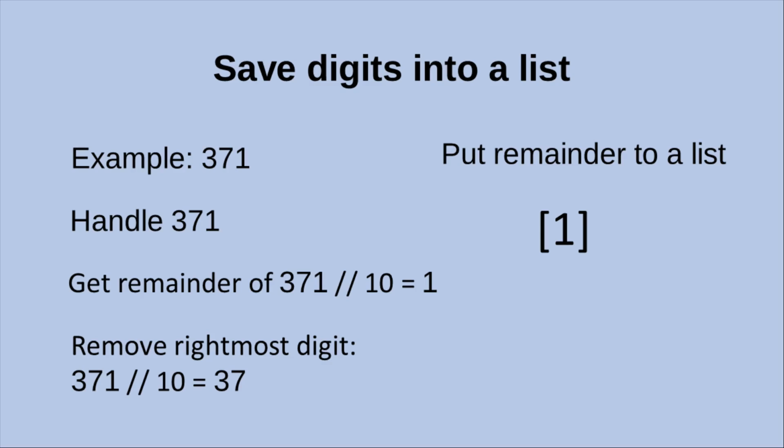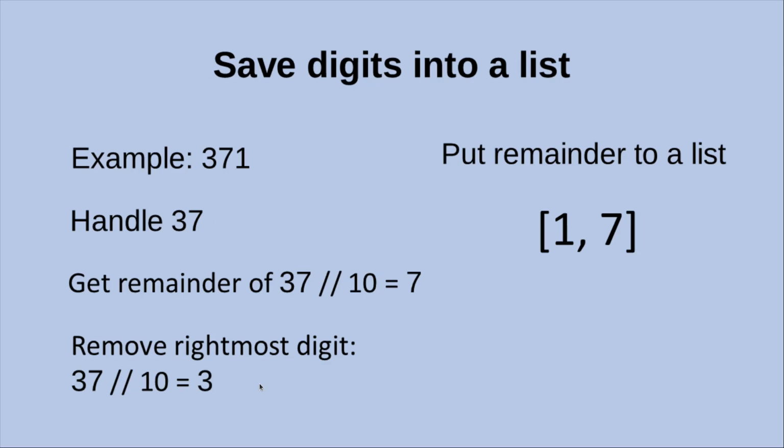In this case, we have to handle that number first, and I get the remainder of 371 divided by 10. So I will get 1 as the remainder. And then I put 1 into the list that stores each of the digits. And then I remove the rightmost digit so that I will be able to handle the next digit later. So 371 divided by 10 gives me a quotient of 37. In this case, 37 will become the next number to be handled in the next iteration.